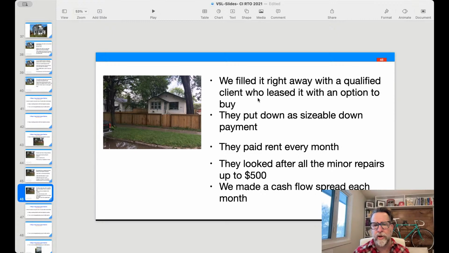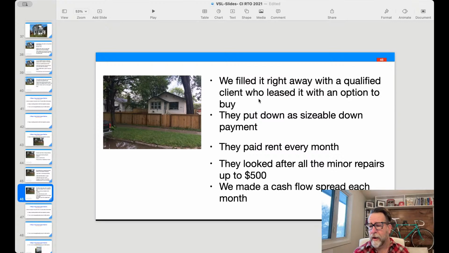So yeah, I jumped ahead, but we filled it right away. They put a sizable down payment. They were responsible for any minor repairs up to, well, they were responsible for any repair up to $500. So let's just say the hot water tank went and it's a $1,200 fix. They were responsible for the first $500.